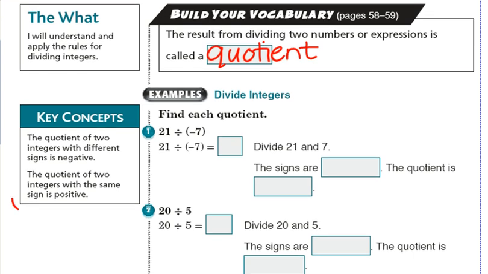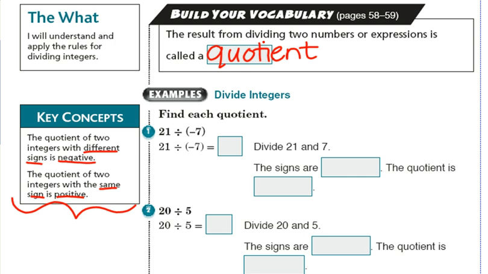And it says over here, key concept, integers with different signs. When you divide them, the answer is negative. When they have the same sign, your answer is positive. So, let's start here in example 1.